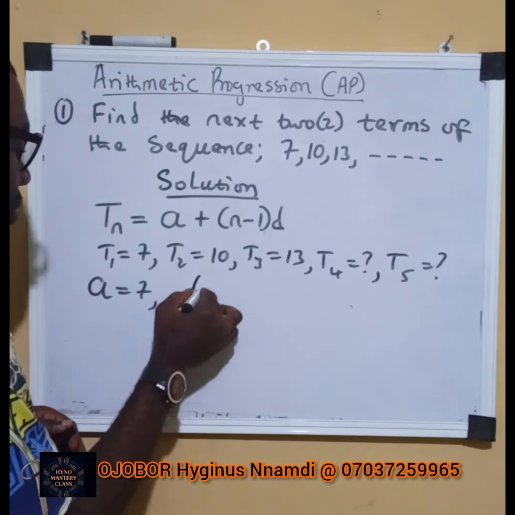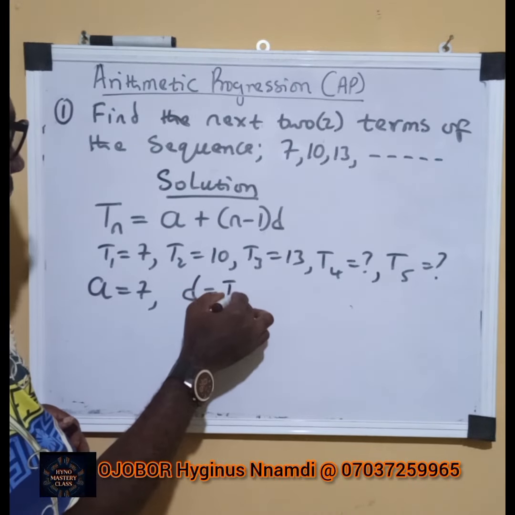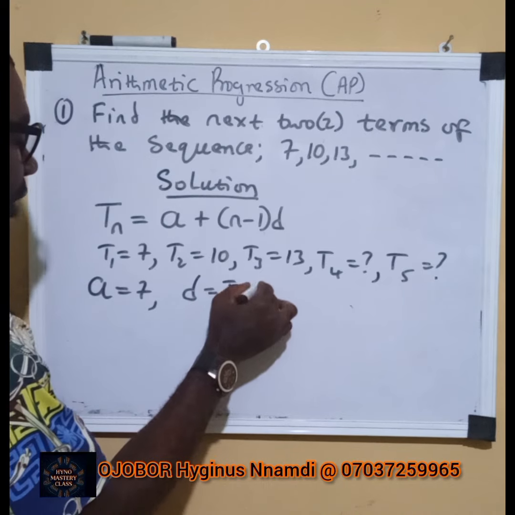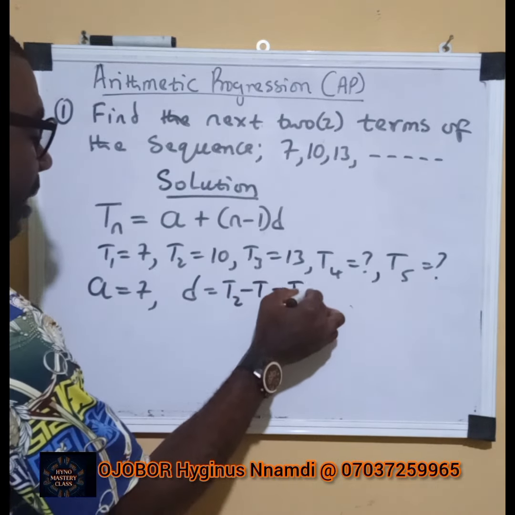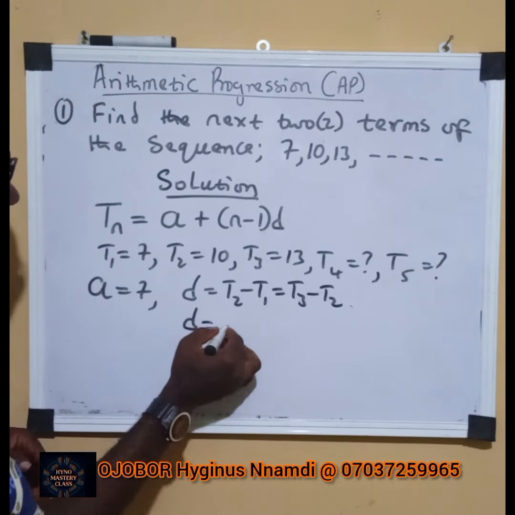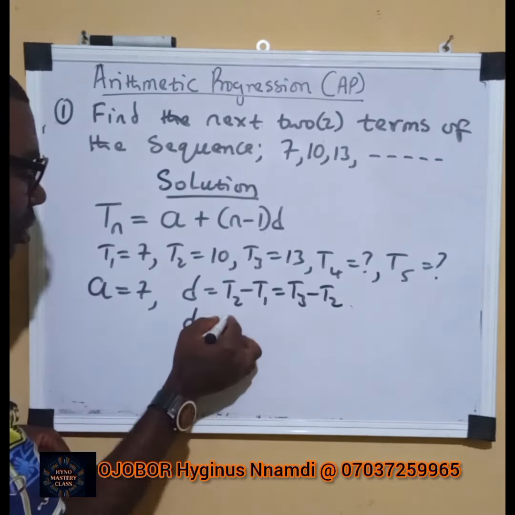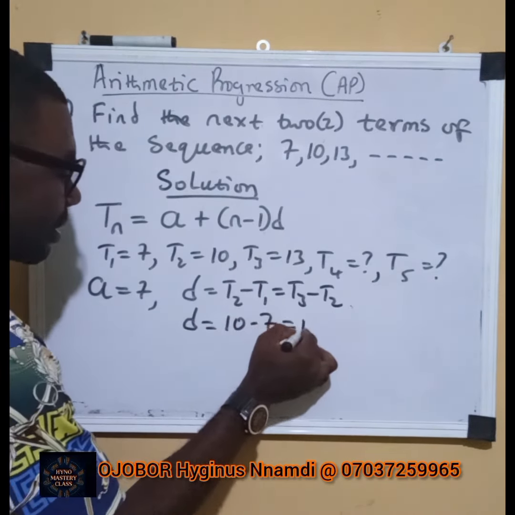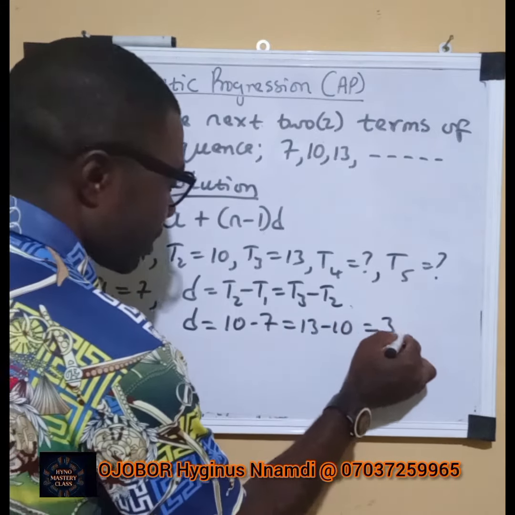So the common difference is usually gotten by subtracting a number from the succeeding number, T2 minus T1, or you can as well say T3 minus T2 in that order. So if that is the case, our common difference is equal to T2, which is 10, minus T1, which is 7, so it's going to be 10 minus 7, or you can say 13 minus 10, and that's going to give us a constant number, 3.